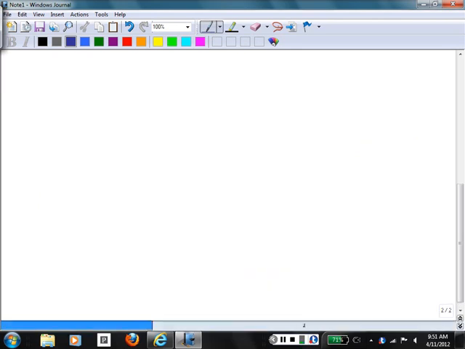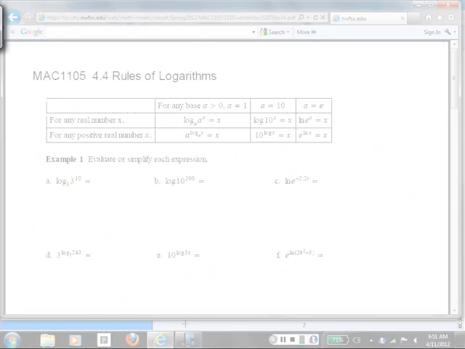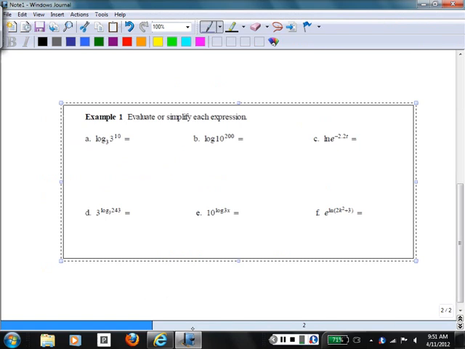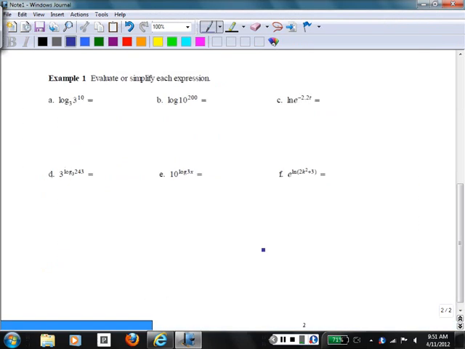Now, the next few should be fairly simple if we use these properties. When we say log base 3 of 3 to the 10th power, we're wondering what power can 3 be raised to get 3 to the 10th power as the answer. Think of 10.